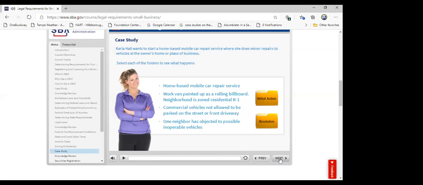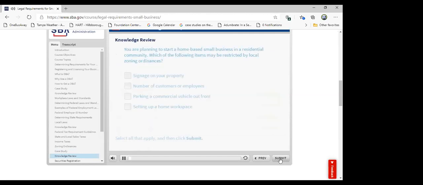So I want you to look at this media and click the different folders that they have up here. What I want you to know is that we're going to go over zoning laws related to the local level, related to the community that you're in. So we're going to talk about that related to the state of Florida, Hillsborough County, and the city of Tampa, related to zoning laws.